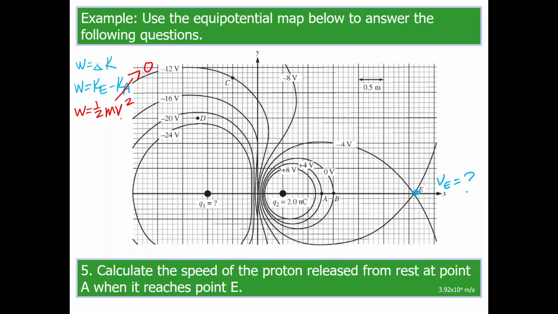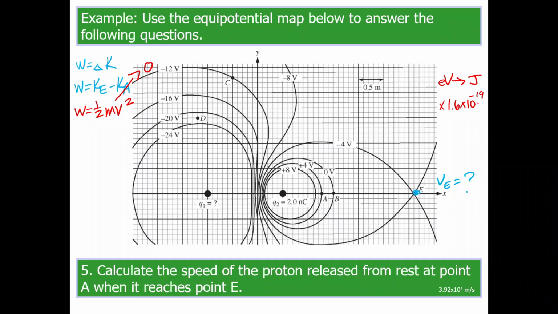Now that is the lowercase v for speed. That is not our capital V for volts. And I do run into a problem here because my work was not in SI units, which would be joules. So when I go in and solve for this problem, I am going to have to convert my electron volts back into joules. To do that, I multiply by 1.6 times 10 to the negative 19th.